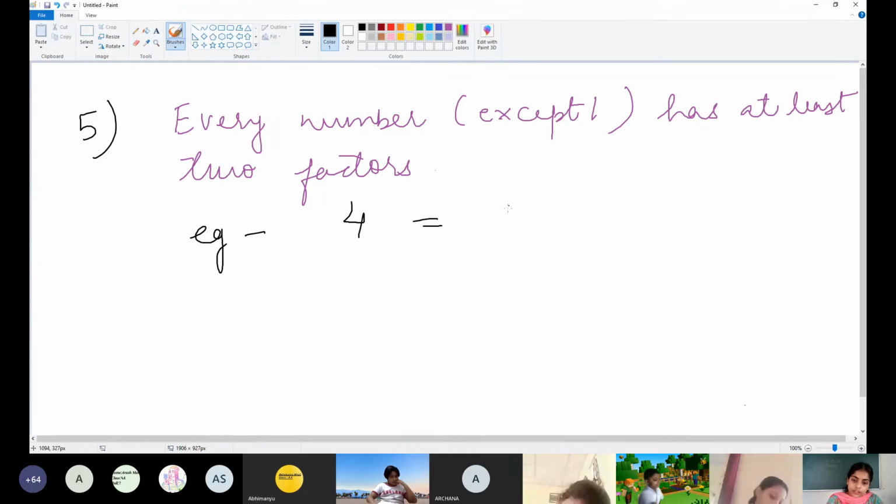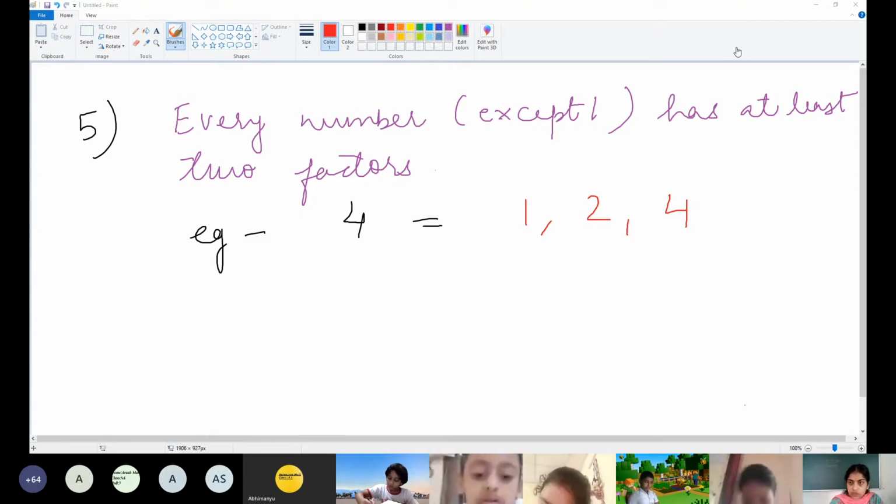Three factors. Yes, three factors, and they are one, two, and four. Children, your first property only says that one is a factor of every number. So how are you saying two and four? You also have to include one. One is a factor of all numbers. Every number: one, two, and four. Yes Gurkirat, good.